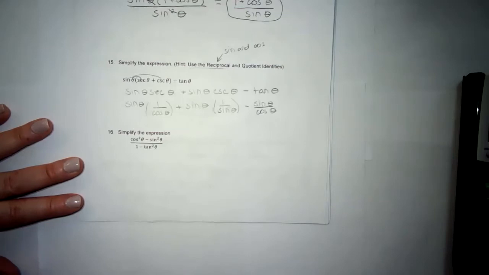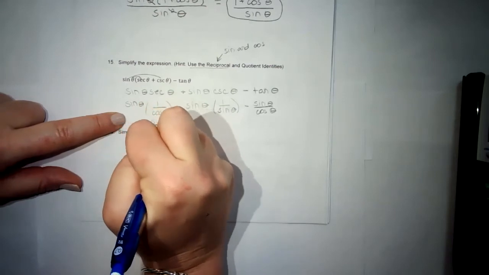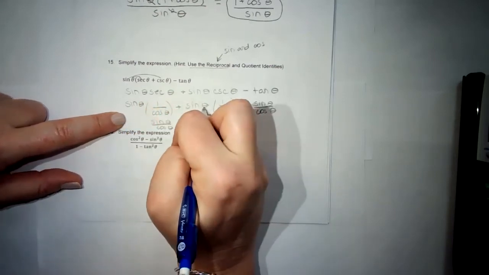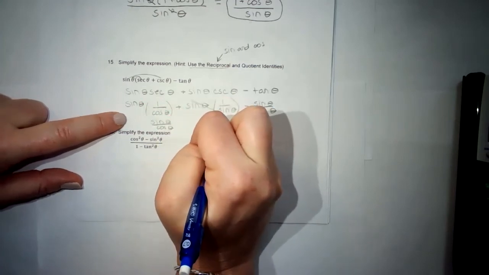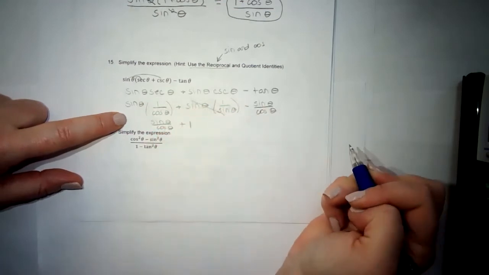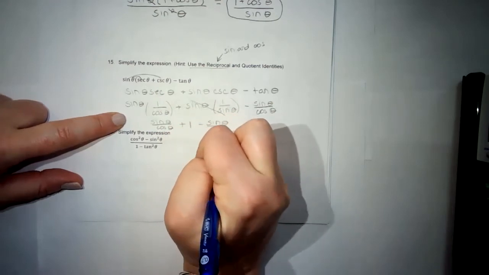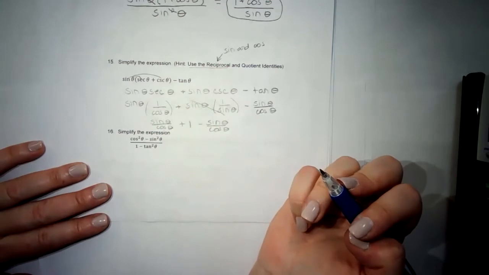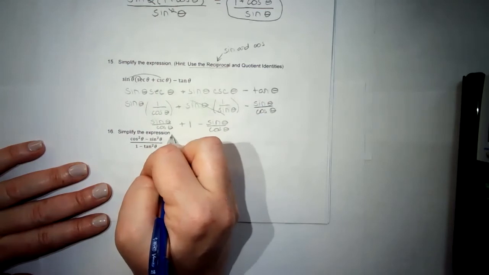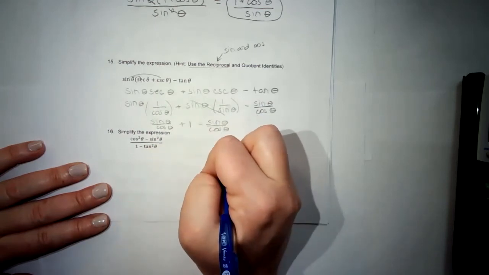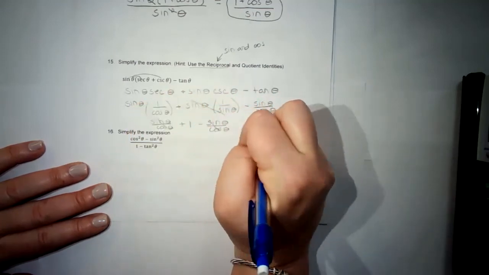So let's clean up a little bit. This term can become sine theta over cosine theta. What about the middle term? The sines and cosecants cancel, but it doesn't just go to 0. What does the middle term become? Plus 1. Good. And then over here I have minus sine theta over cosine theta. Everybody see where we're going here? So I have sine theta over cosine theta minus sine theta over cosine theta. They cancel. They go to 0. What am I left with? 1.